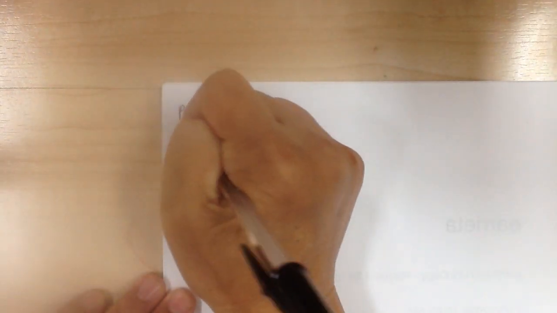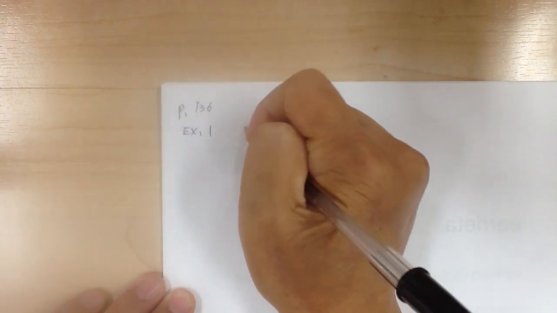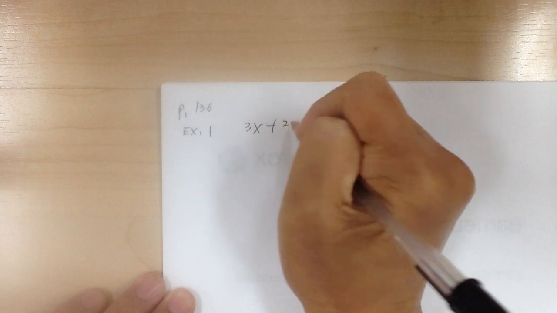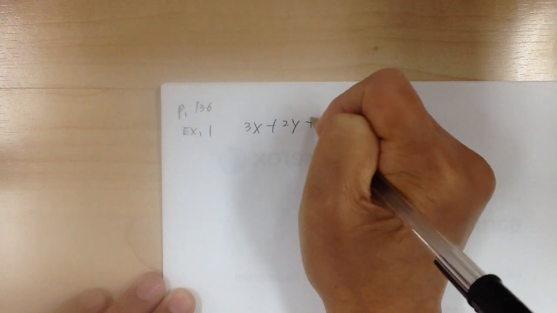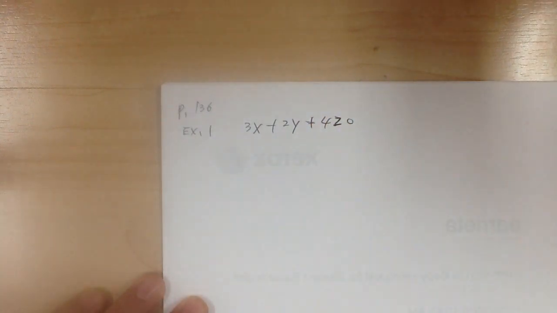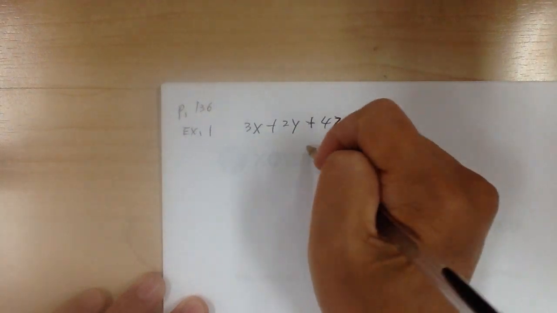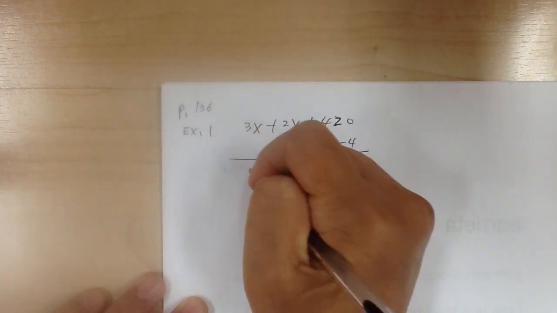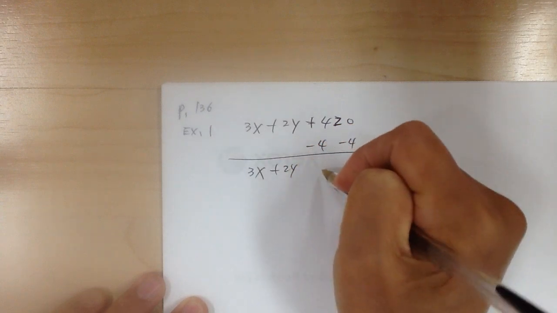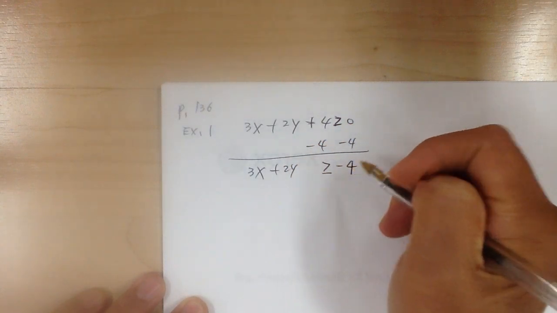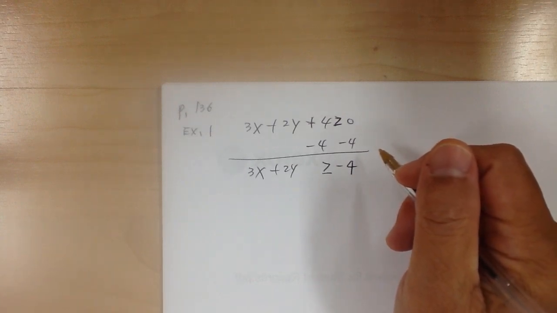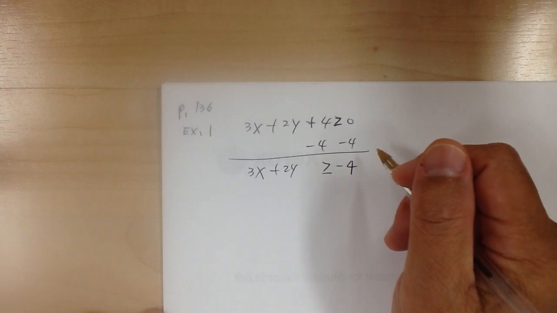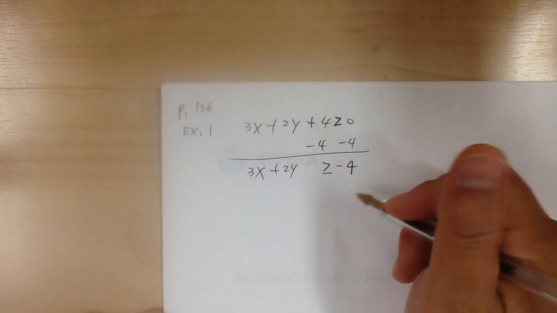On page 136, example 1, it says graph 3x plus 2y plus 4 is greater than or equal to 0. Again, there are many ways you can graph this. So I'm going to use the intercept points. I'm going to subtract 4 on both sides to put it in standard form. So I get 3x plus 2y is greater than or equal to negative 4. Then I'm going to get the intercept points. In the book, it uses the slope intercept form, but like I said, you can use different forms.